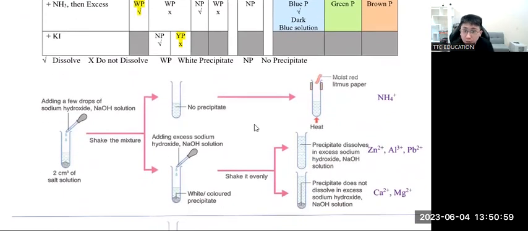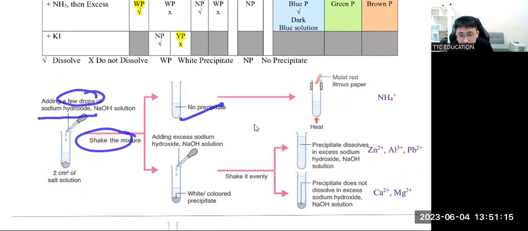So this, in a flow chart, is like this. Let's say I have 2 cm³ of a salt solution. This salt solution is unknown; I don't know what is inside. So I will do my test one. I add a few drops of sodium hydroxide and shake the mixture. If there is no precipitate, then I will test it with moist red litmus paper. I heat it, and I confirm it has ammonium ion.